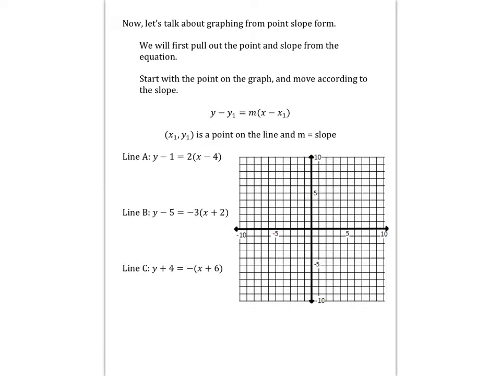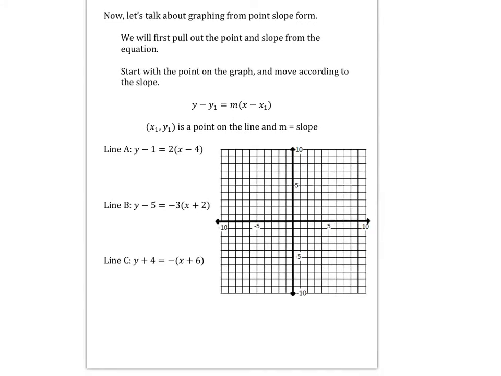Now let's review graphing from point-slope form. We will first take out the point and slope from the equation. Then we'll start with the point on the graph and then move according to the slope. So again, just to remind yourself, point-slope form is y minus y1 equals m times the quantity x minus x1, where y1 and x1 are the two values that make our ordered pair or make our point that we're going to take out, and m represents the slope.